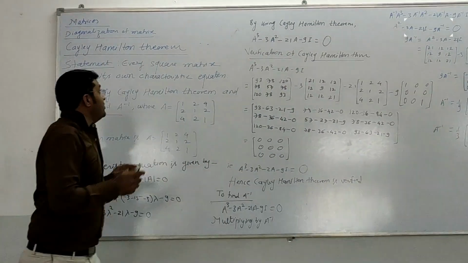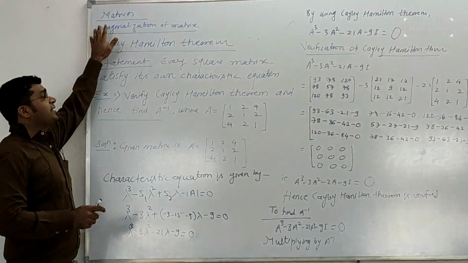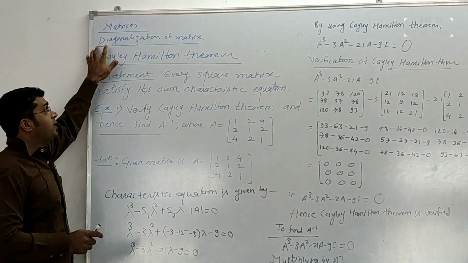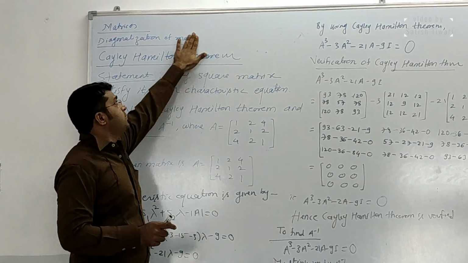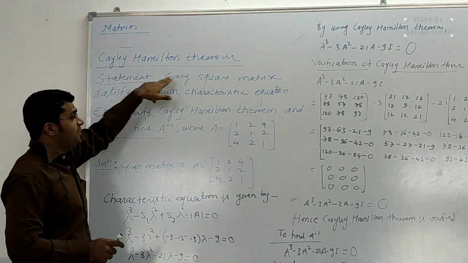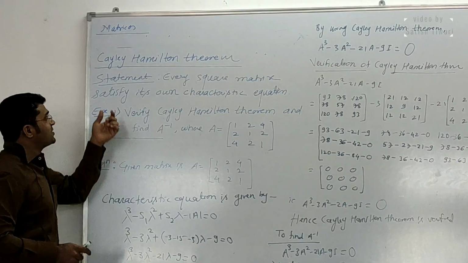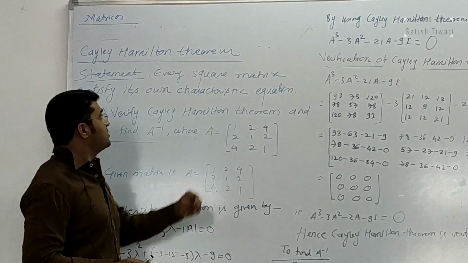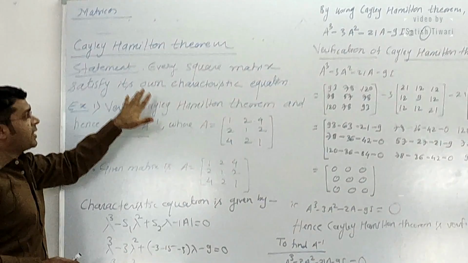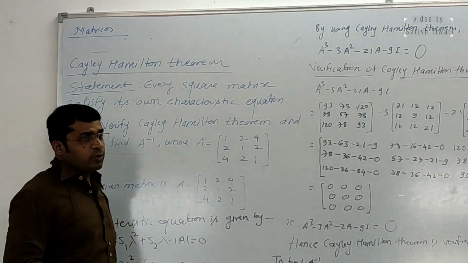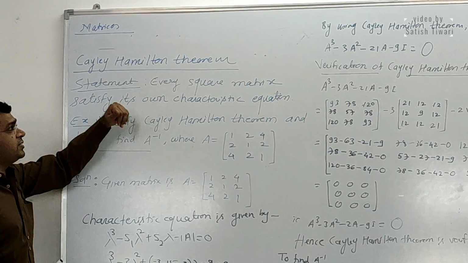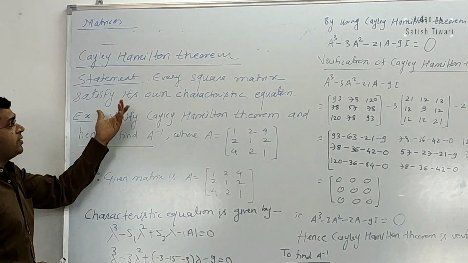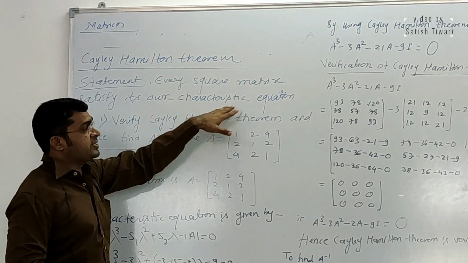Okay, today we are seeing the topic, it is matrices, and under that we are seeing the diagonalization of a matrix. Cayley Hamilton theorem. So the statement for the Cayley Hamilton theorem is every square matrix satisfies its own characteristic equation. Okay, so we'll see by the problem how that matrix will satisfy the characteristic equation.